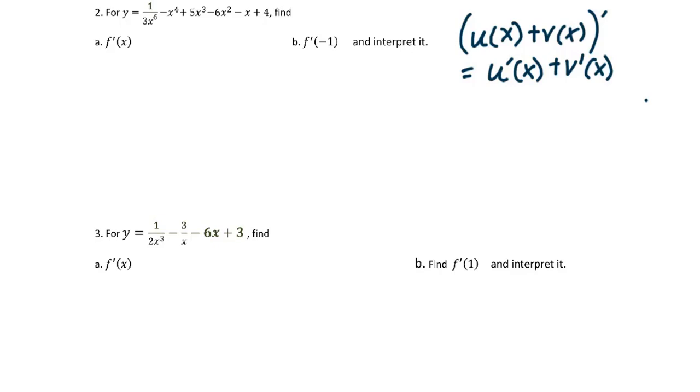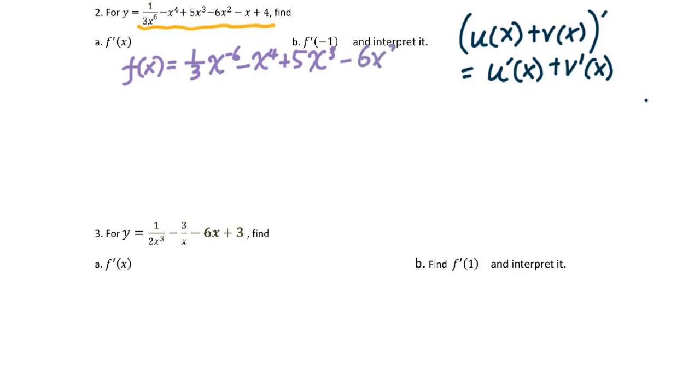For this function, first of all, remember you have to turn it into single power. Therefore, f of x equals 1 over 3, that's the coefficient, times x to the negative 6 power, minus x to the 4th power plus 5x to the 3rd power minus 6x squared minus x plus 4.